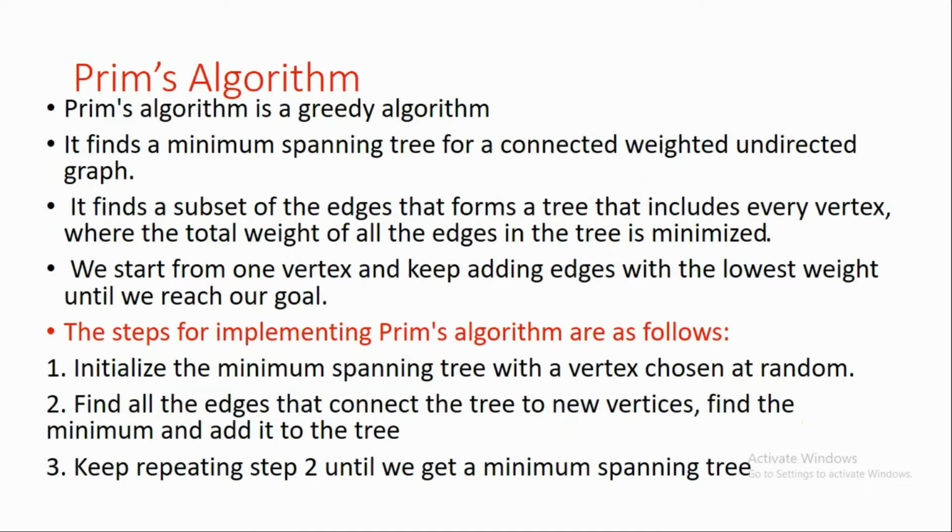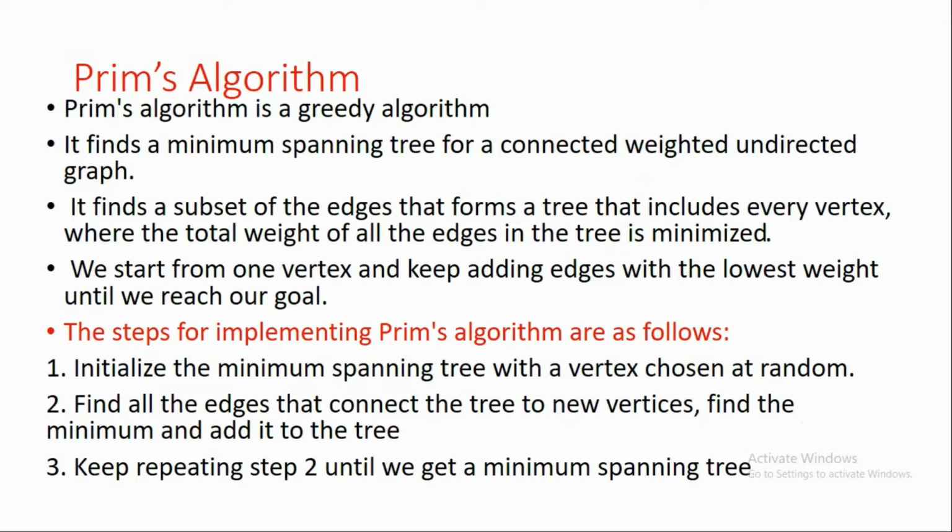It basically aims at finding the minimum spanning tree for a connected, weighted, undirected graph. So the graph should be connected, there should be a weight attached to each and every edge in the graph, and it should be undirected also. There should not be any direction from one vertex to another vertex.